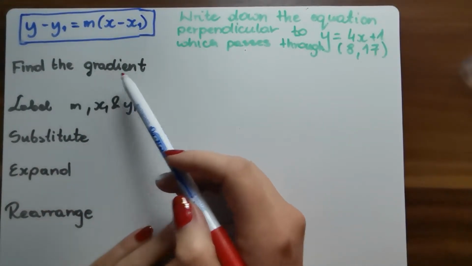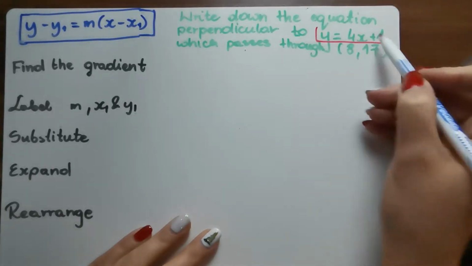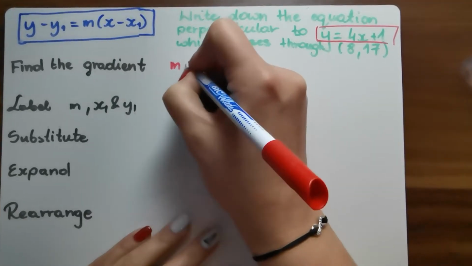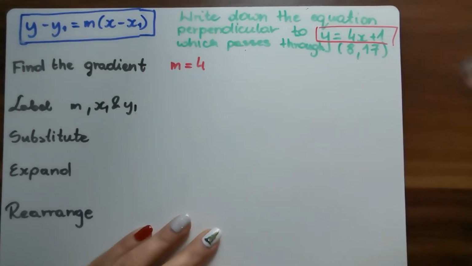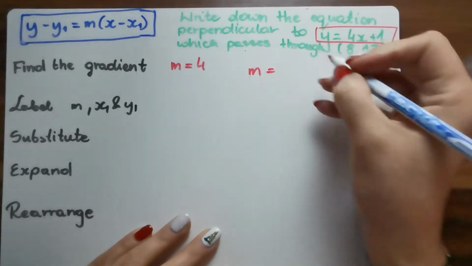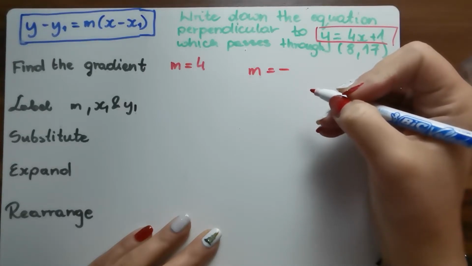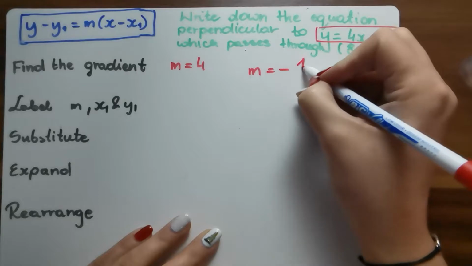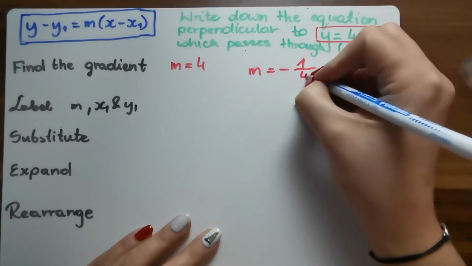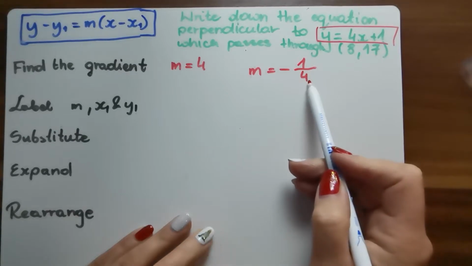So first we will find the gradient of the line that we have been given. If we look at the equation of our given line, we have y equal to 4x plus 1. So we know that the gradient is equal to 4. To find the gradient of our perpendicular line, we need to remember that it will be the negative reciprocal. Remember, to find the reciprocal is quite easy. You just need to find 1 divided by our number. So we are dividing 1 by 4, and the gradient of our new line will be equal to negative 1/4.